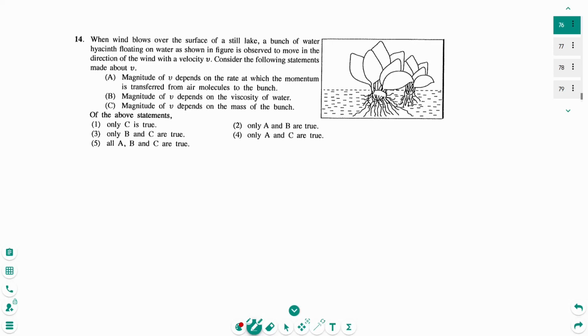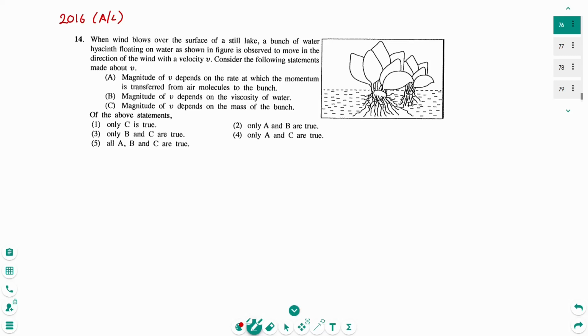This is problem number 14 from the 2016 advanced level paper. Here we have a water hyacinth bunch floating on water. It's on a still lake and wind is blowing. They have given us three statements and are asking whether they are true or not.